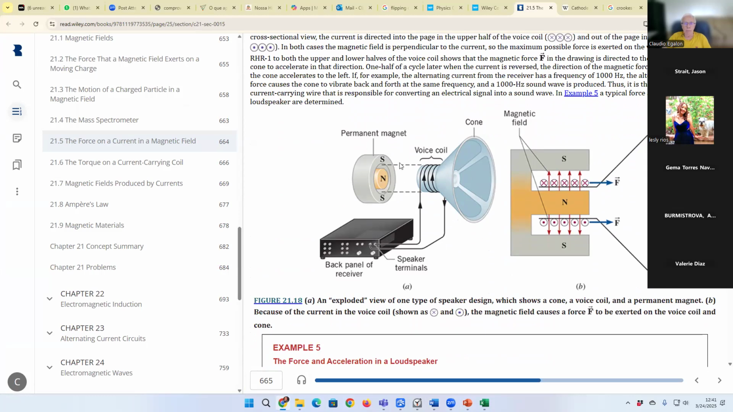And then we have this permanent magnet with north and south pole that fits right in here in the cylindrical portion of the speaker, right? You can see right here is the speaker. Here is the magnet. And here are the wires, current carrying wires. Okay.